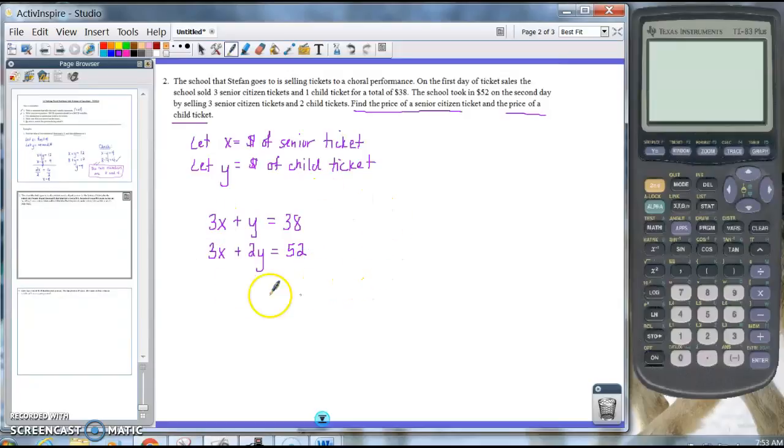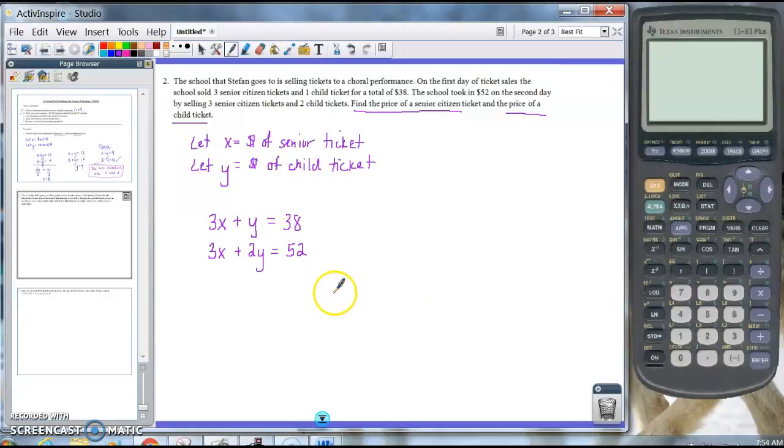Okay, so that's where my system comes from. The first equation comes from that first statement. 3 senior citizen tickets, so 3 times the price of a senior citizen ticket plus 1 times the price of a child ticket is $38. The second equation, 3 times the price of the senior citizen tickets plus 2 times the price of the child tickets is $52. Here's my system.